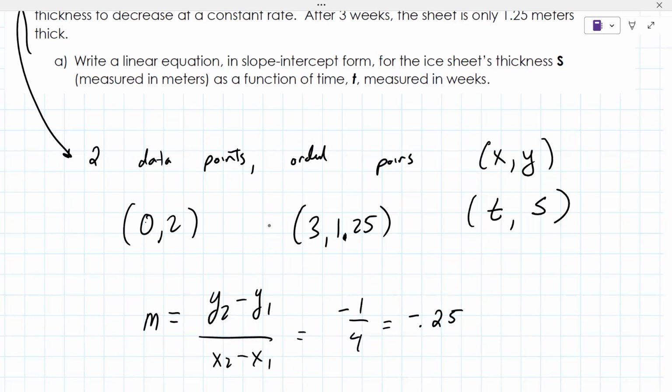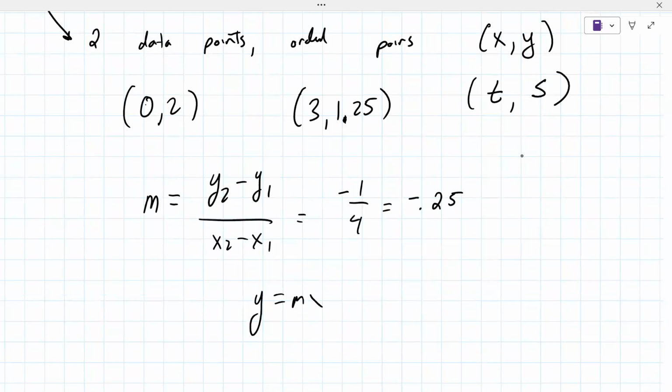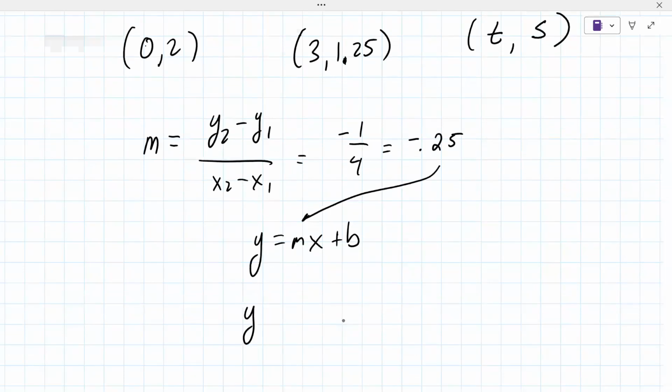Now, one of the things I think could be hard here is because they're using these awkward variables t and s. So use x and y. Just write y equals mx plus b for now. That's your m. So minus 0.25 x plus b, the b value is 2.